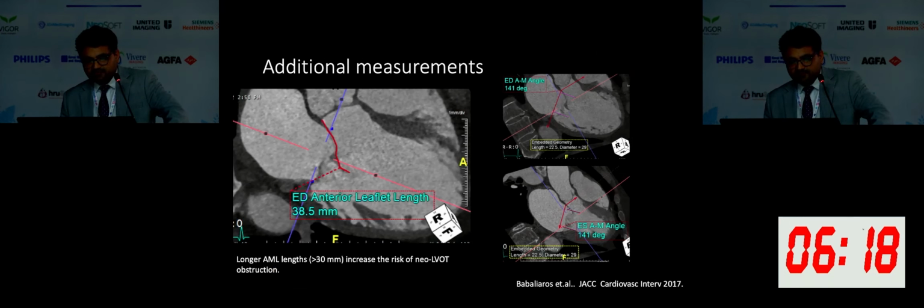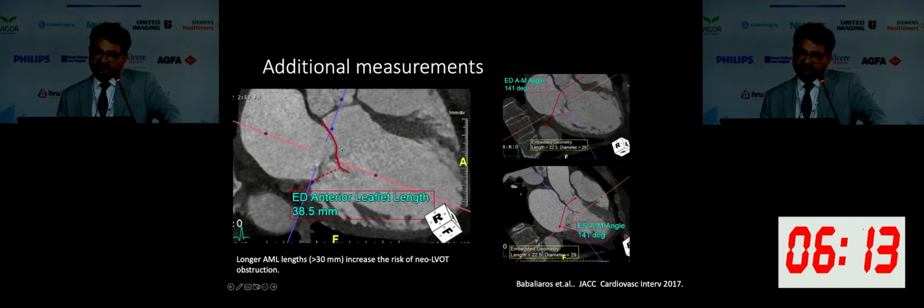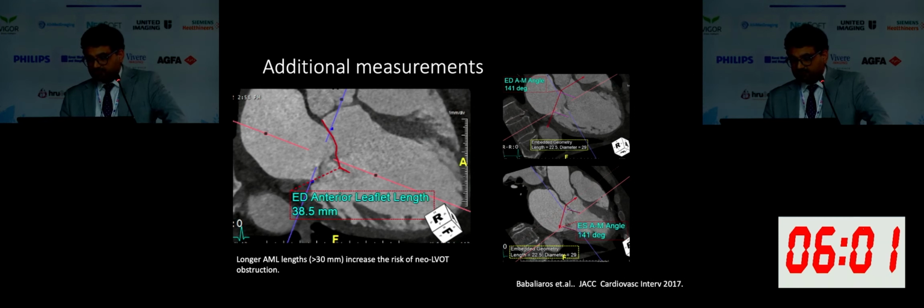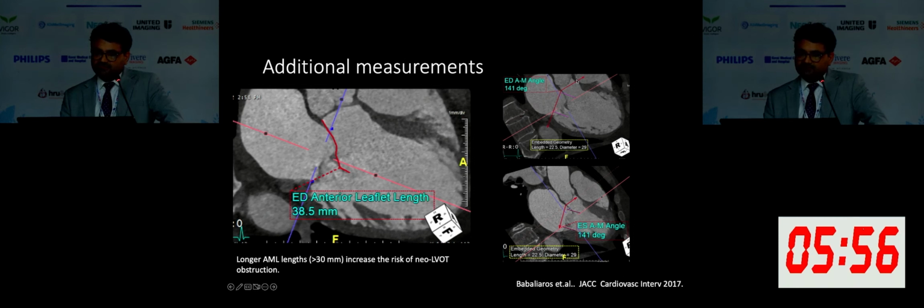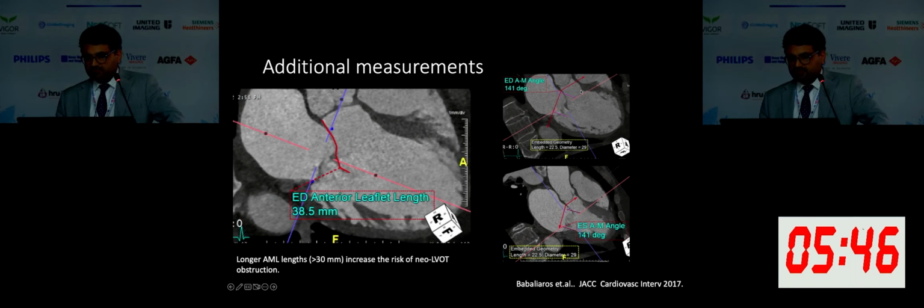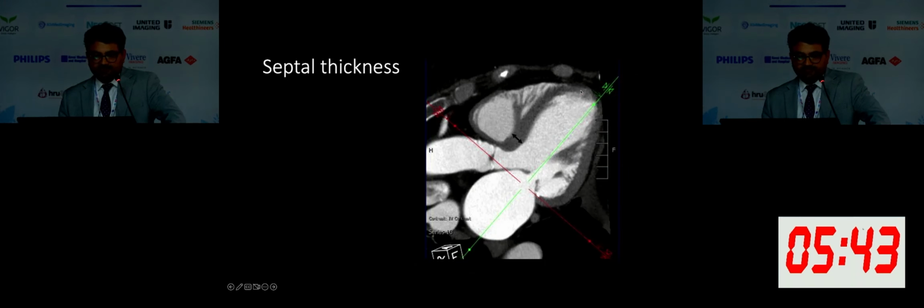Additional measurements that we perform include anterior leaflet length, which is important because when the device is placed here, this leaflet will be covering the device anteriorly like a blanket. If leaflet length is more than 30, that predisposes to obstruction. Another thing is the angle between the aortic and mitral annular planes. You can imagine the narrower this angle becomes, the more chances that this device will go towards the septum. So more acute angles predispose to obstruction.